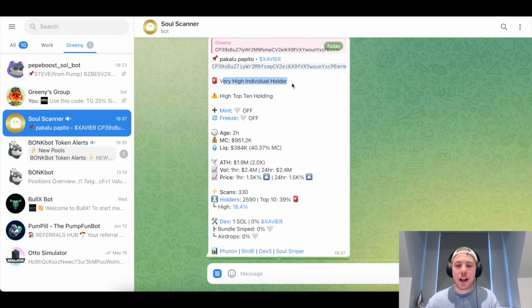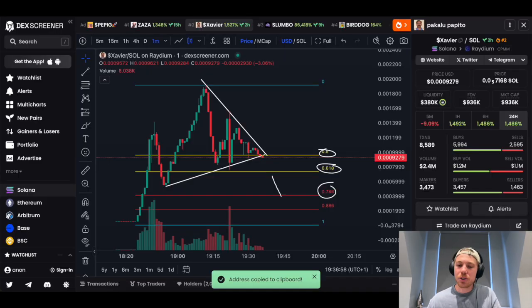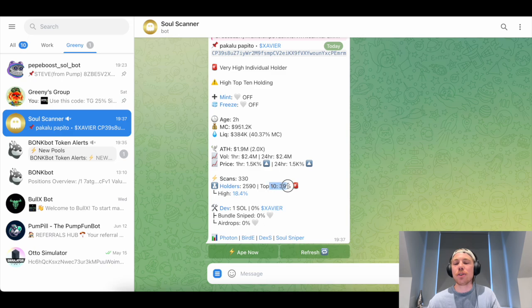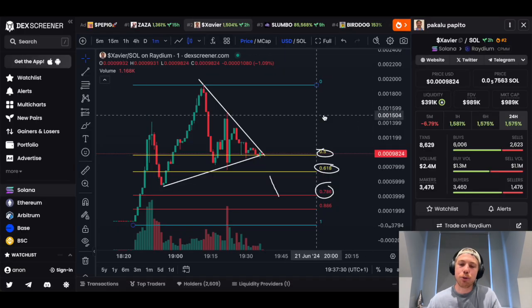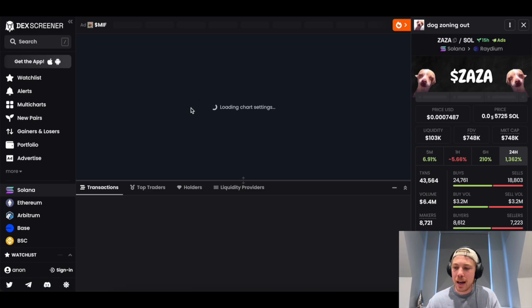As you can see here, very high individual holder count. So that's red flags. Okay. Bundle snipe and airdrops was 0. However, top 10 is holding 40%. Okay. So I'm not going to take that trade. Even if the chart looks good, okay, I'm not going to take that trade because you just never know when this top 10 could dump literally 40% of the token. So that'll just kill the token. So essentially what you want to do is avoid potential trades like that. So let's go back to the previous one, see what's happening there.